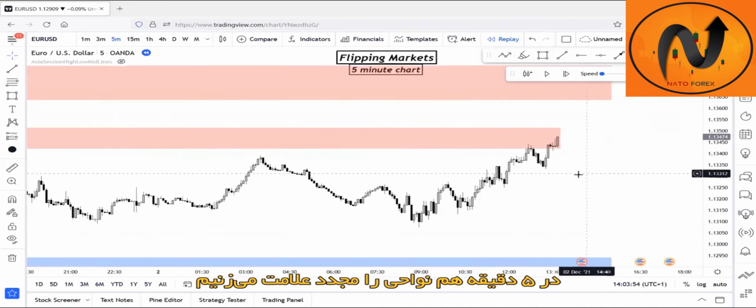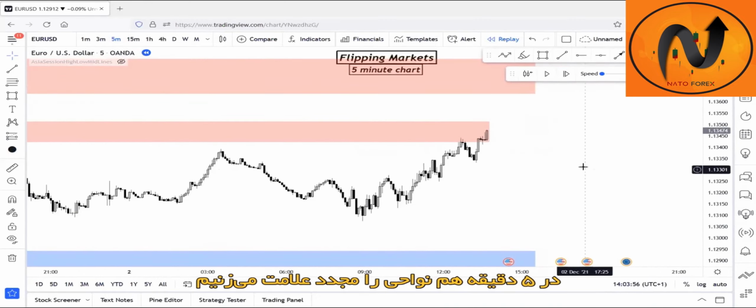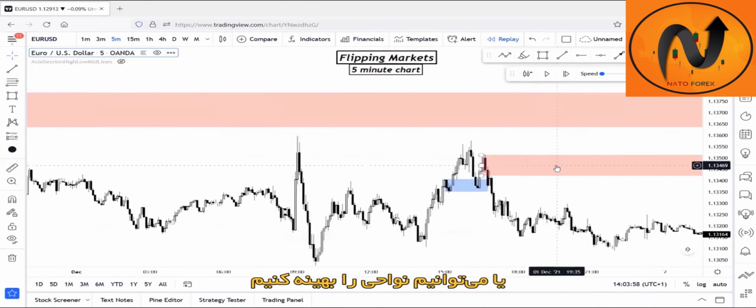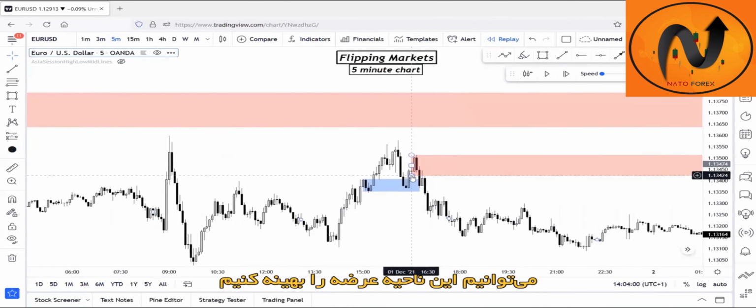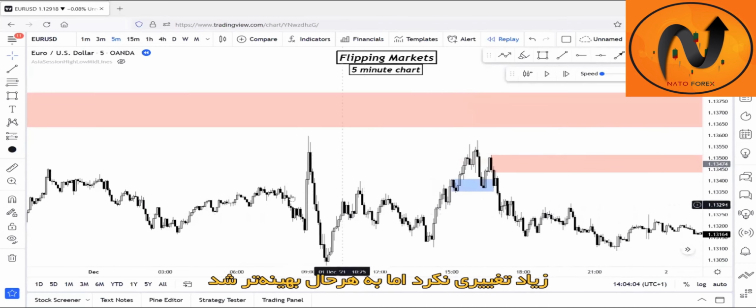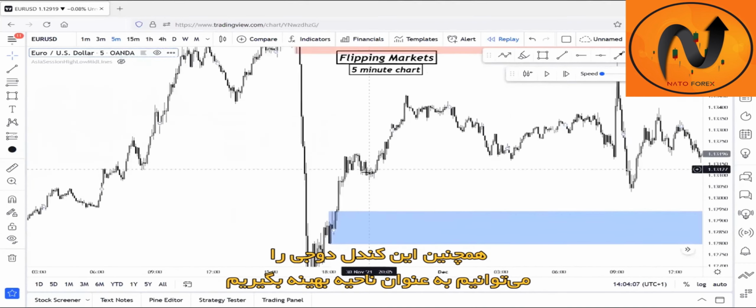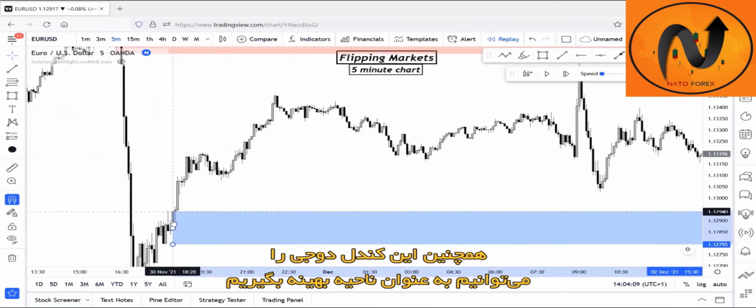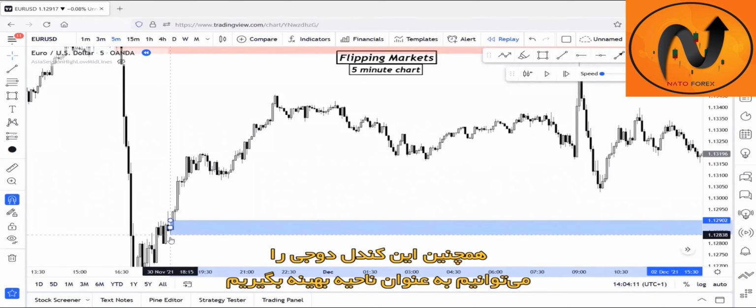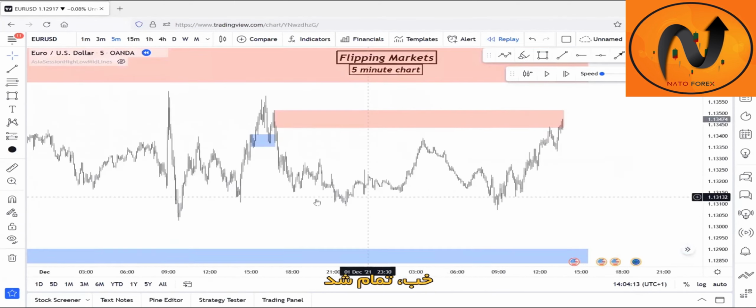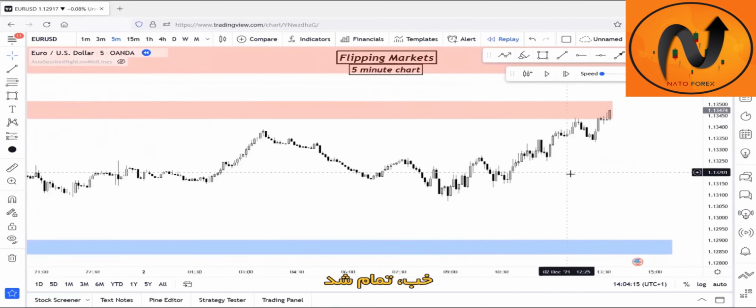So on the 5-minute, I will mark the zones again, or I can just refine the zones if I want to. As you can see, I can refine this 15-minute zone, not much, but it's a refinement. And I can refine this zone also for this doji candle. And yeah, basically that's all.